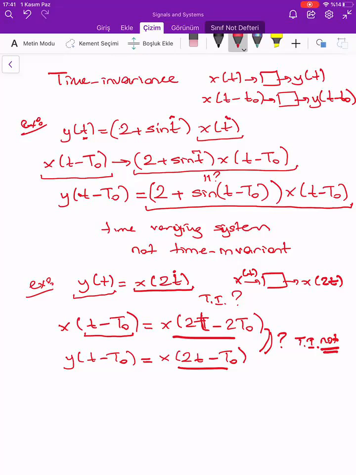Here, I first put t minus t0 instead of t, and if there's a shift to my system, then it would be 2t minus t0, only shift. So first squeezed and then shifted by t0 seconds. I hope this part is clear to you, arkadaşlar. And then we will continue with other properties.